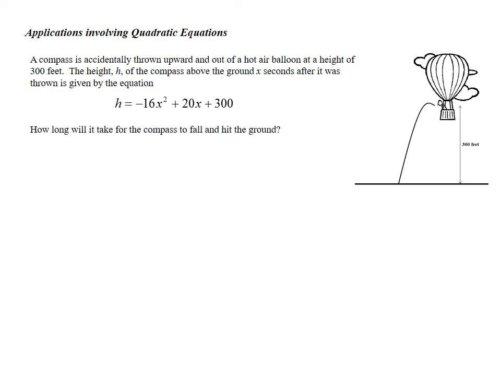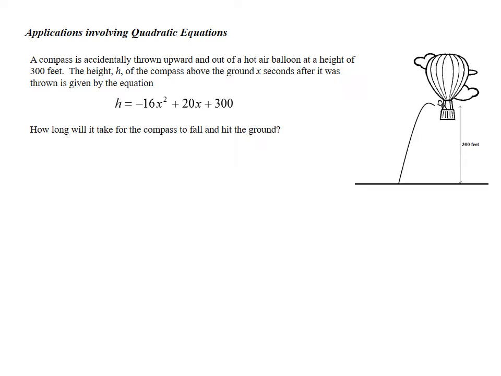Let's look at some applications involving quadratic equations. Here's one that should look familiar. I've mentioned it a couple of times before. Let's say a compass is accidentally thrown upward and out of a hot air balloon at a height of 300 feet. The height h of the compass above ground x seconds after it was thrown is given by the equation h equals negative 16x squared plus 20x plus 300.